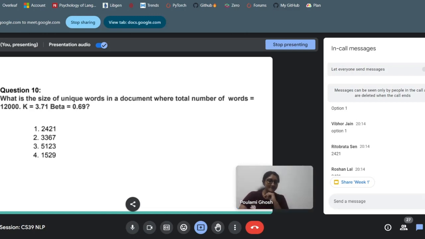Oh, Heaps law, ma'am. Right. So the solution that you gave is correct. I used that formula, ma'am. Basically, I used that formula and I got the answer. Yes, right. That is the way to solve this problem.